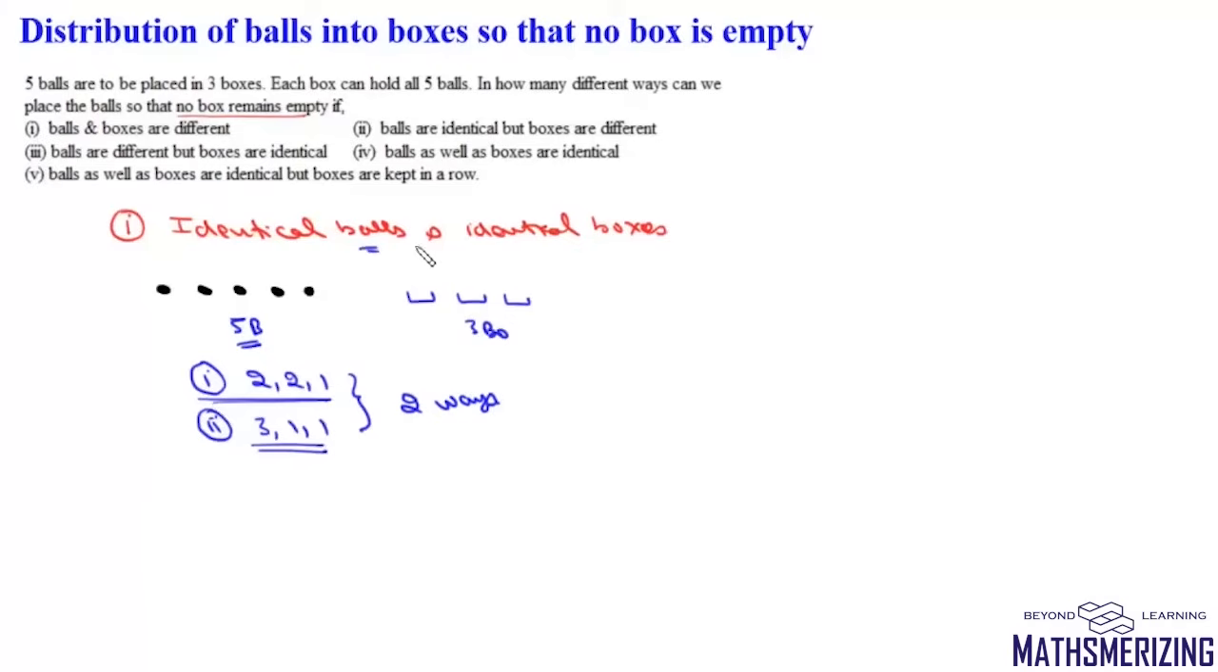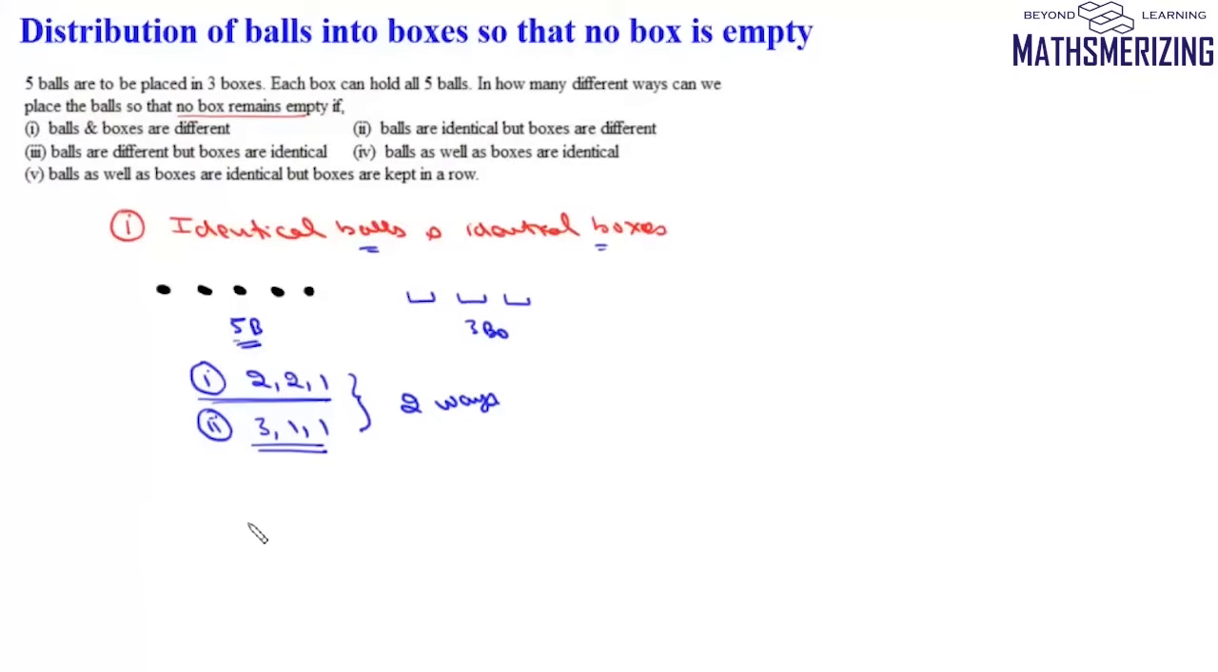Since balls and boxes are both identical, it doesn't matter which ball goes to which box. So the problem is basically that we need to partition 5 into 3 parts. In how many ways can it be done? Only 2 ways: either 2 plus 2 plus 1, or simply 3 plus 1 plus 1.